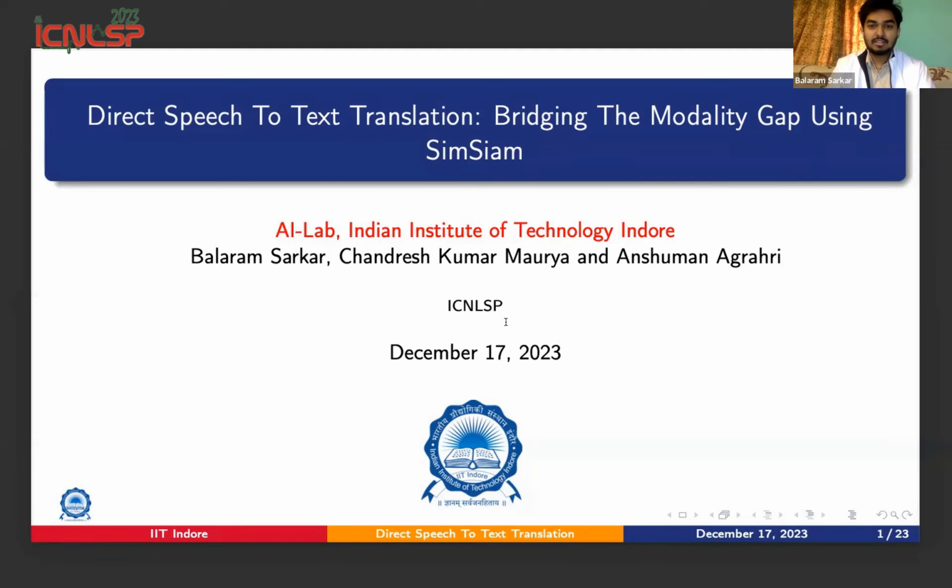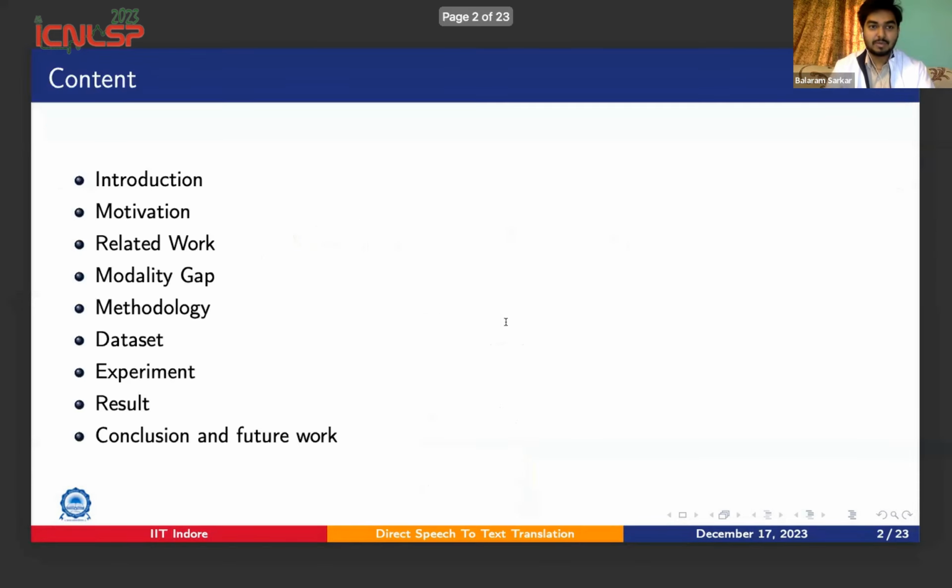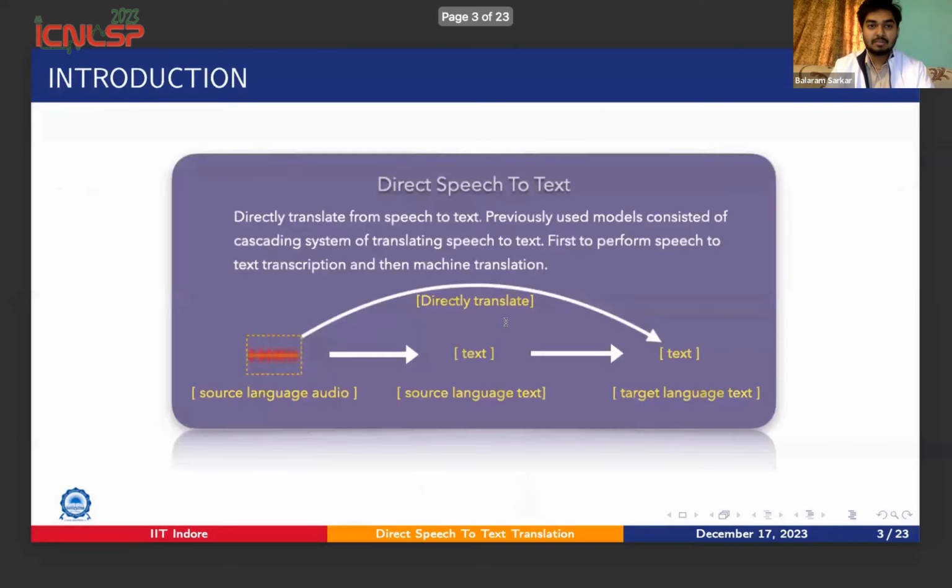So to show you the roadmap of our experiment, I'll be talking about the introduction in the beginning, the motivation behind our work, the previous methods used in this field, and what exactly is the modality gap we're talking about in this topic. What is the methodology that we have been using, the dataset, the experiments, the result, and the conclusion.